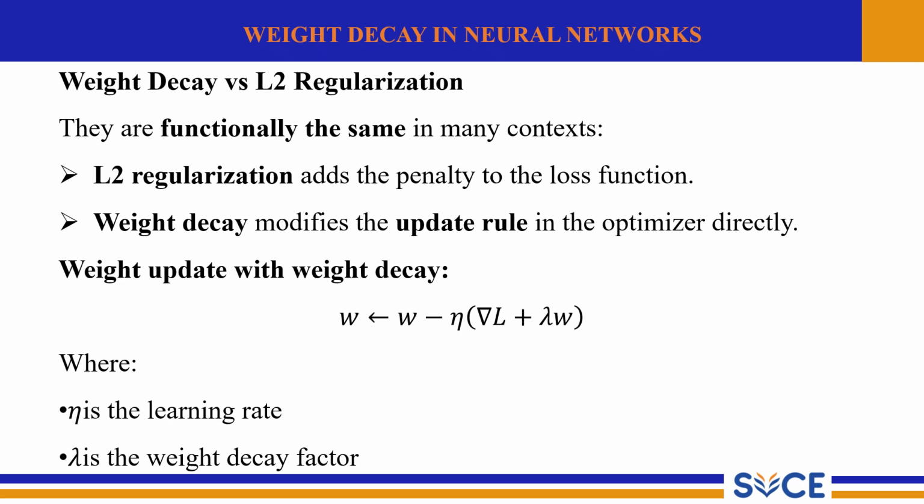Second is weight decay. Weight decay achieves the same effect, but instead of modifying the loss function, it modifies the weight update rule in the optimizer itself. So the update rule looks like this. Here, eta is the learning rate, and the gradient of L is the gradient of the loss, and lambda is the weight decay factor. This formulation directly shrinks the weights during each update step.